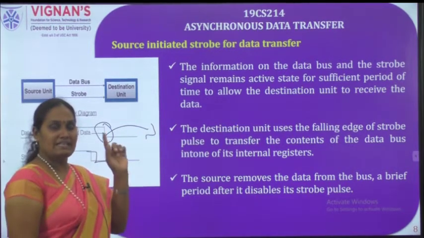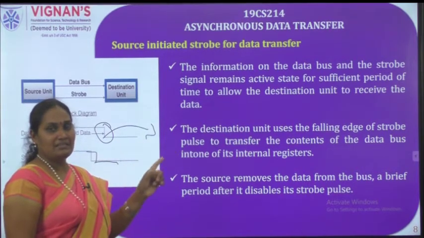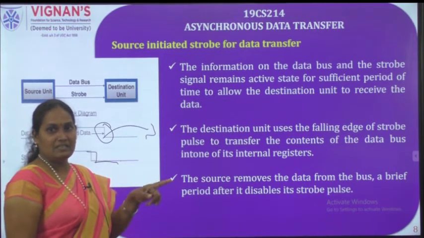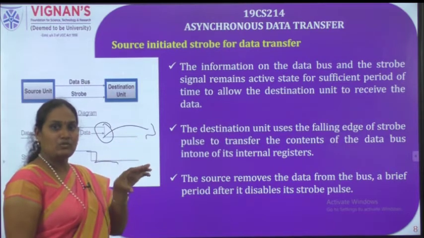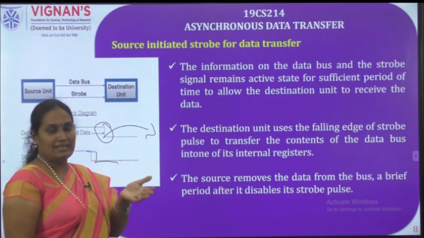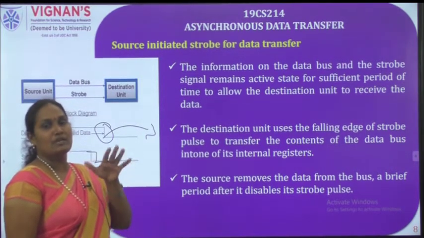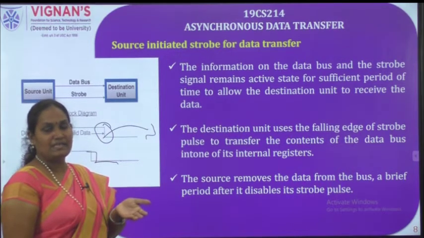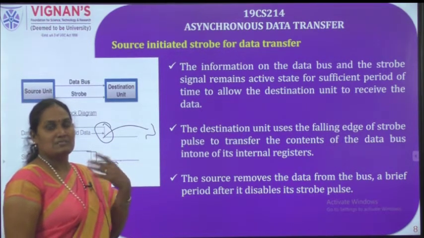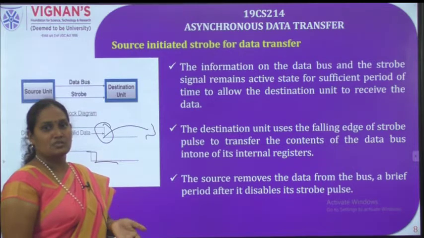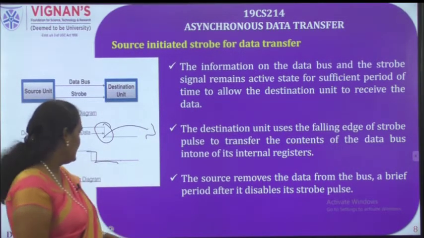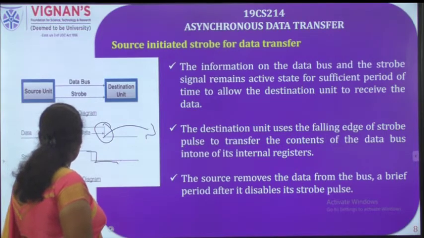Okay. First data is placed onto the data bus, then the strobe control is initiated. So, these two become active till the destination gets the data. So, at the falling edge of strobe, the destination unit receives the data. Now, after some predefined time, the strobe control as well as the data will become disabled on the lines. Now, this is source initiated strobe.